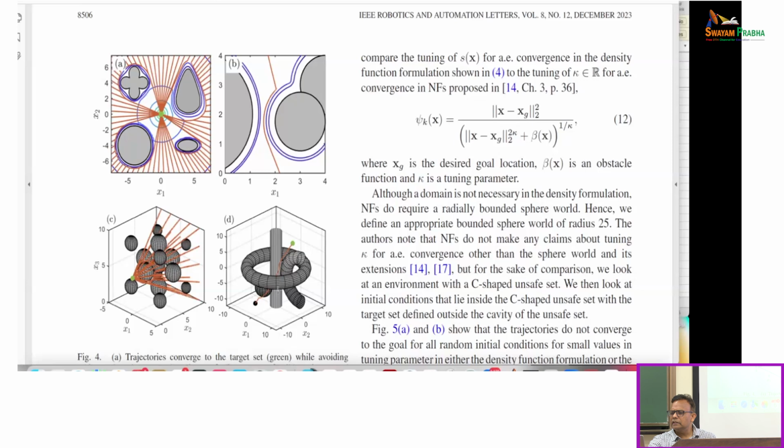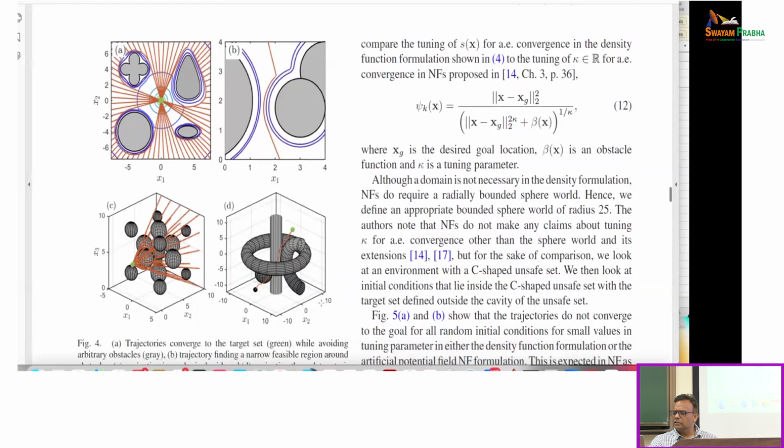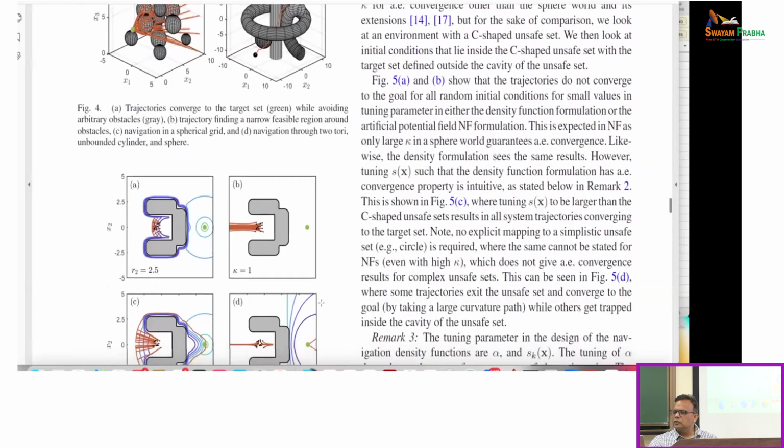And similarly here you see an obstacle which consists of a torus, a cylinder, and a curved cylinder, and it goes through this maze from the black to the green. So the green one here is the target, and the black is the initial condition. Okay? So things of that sort.